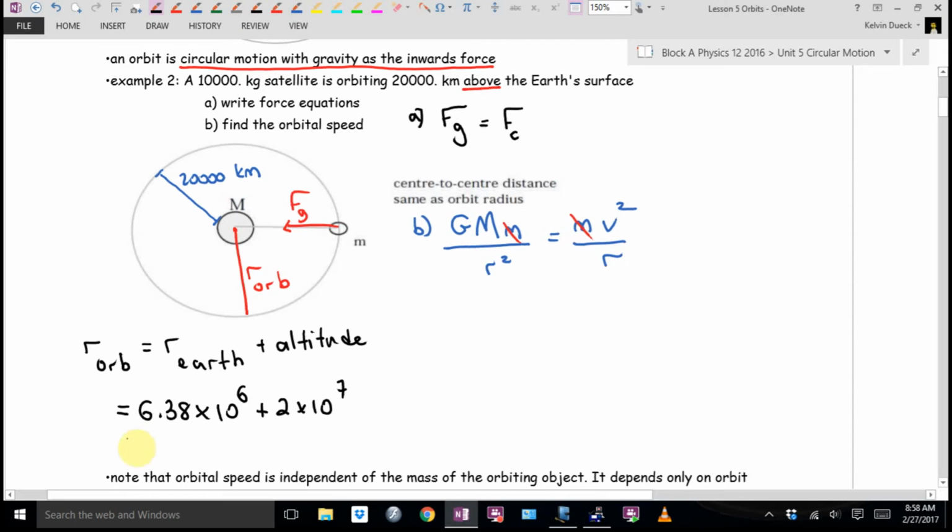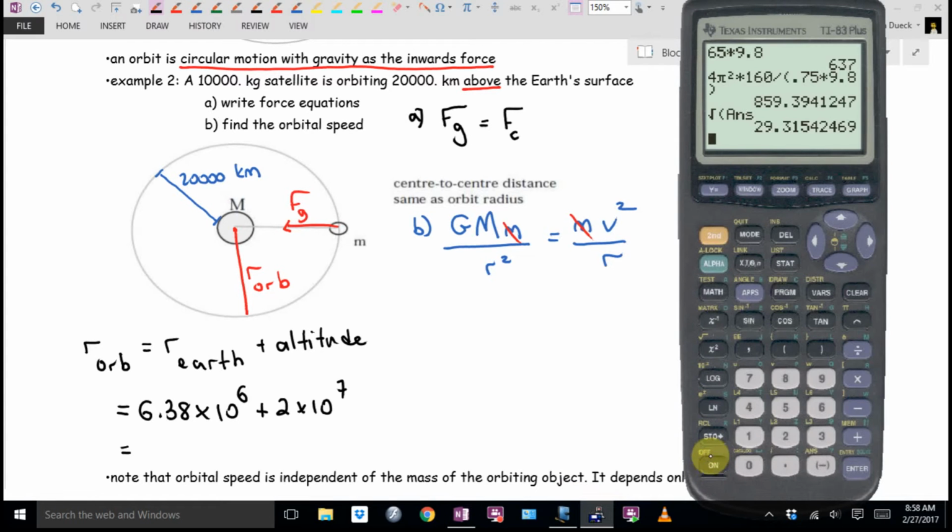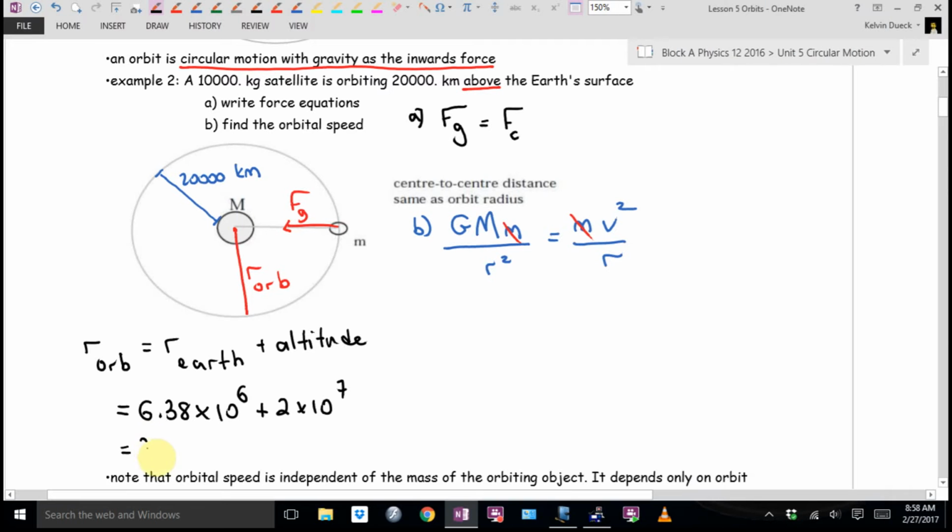So our orbital radius is going to be, I think, 2.638, but let's find out. 2 times 10 to the 7th plus 6.38 times 10 to the 6th. Yeah, we get 2.638, don't round off, times 10 to the 7th meters, and that's what's going to go in this equation here. Okay, what are we trying to find in part B?